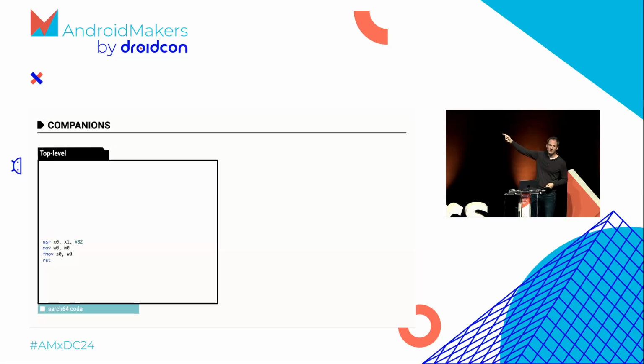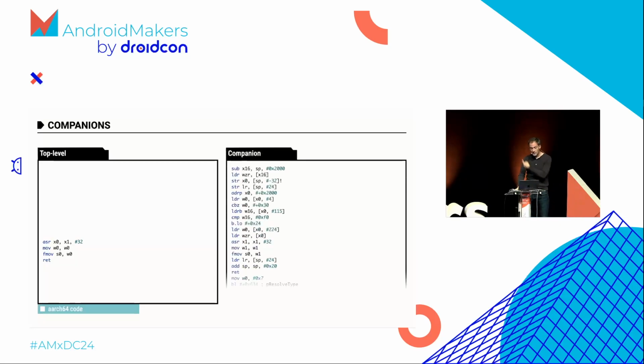So that's the top-level function. That's all the work you're going to do. That's 3 CPU instructions. And actually, I think one of those, like the move in the middle, is actually useless. And this is the version with the companion object.